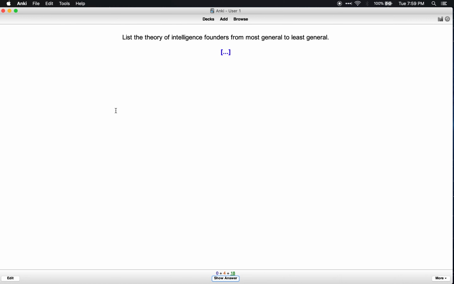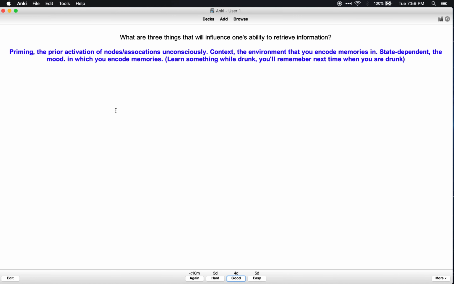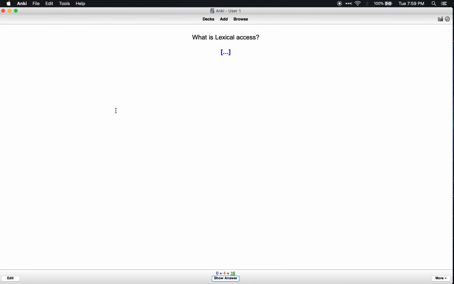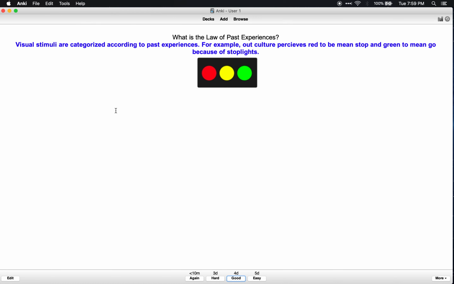Theories of intelligence: Spearman, Thurston, Gardner, Sternberg. To retrieve information: priming, context, state dependence. Lexical access is pulling knowledge and connecting it with a word, a new word. The law of past experiences states that we perceive stimuli based on how our past experiences deal with those stimuli. So if you see the color red light, you might think of stop.